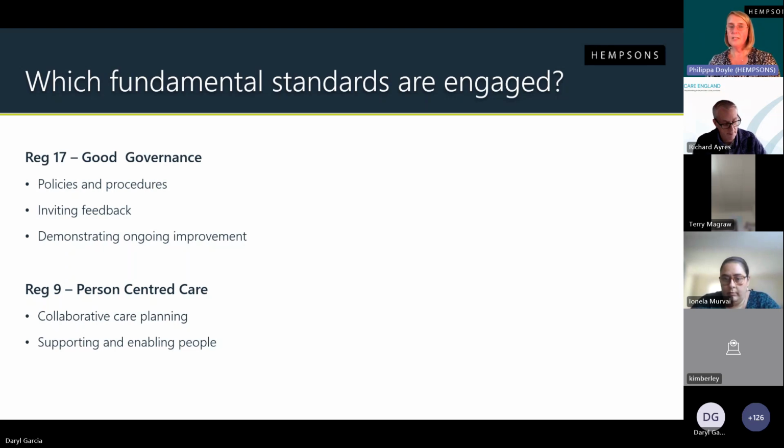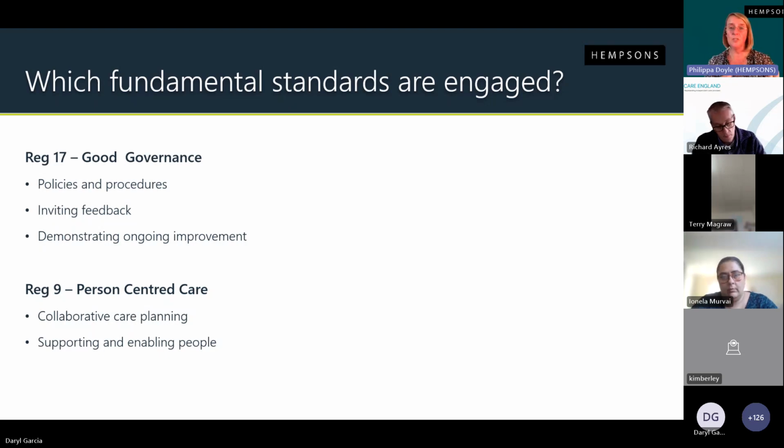Good governance and person-centred care comes in here as well. Policies and procedures, inviting feedback, demonstrating that ongoing improvement. They're all things that you'll see just as we've been talking in this session. There are multiple occasions where the same information might be relevant to answer different quality statements, but in a slightly different way.